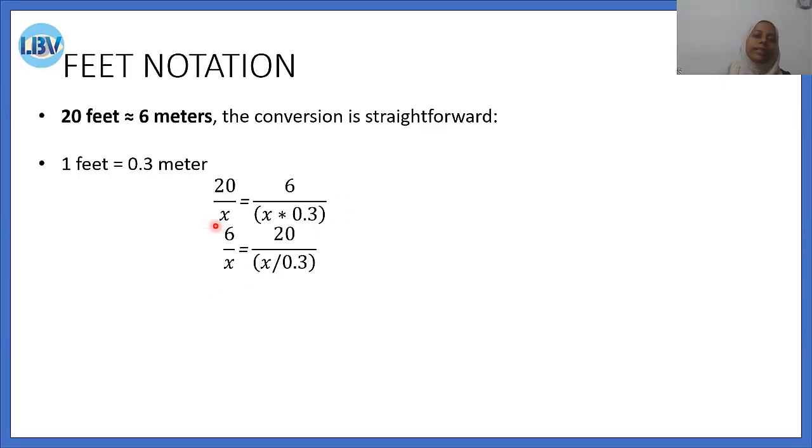Now, when you want to convert the meter into feet notation, then you have to do what? You just put the numerator 20, that is the feet, 20 feet, and in the denominator, you divide the denominator by 0.3. So that will give you the answer in feet. That is the easiest way. That is the way you convert from feet to meter and from meter to feet. So let us see some examples.